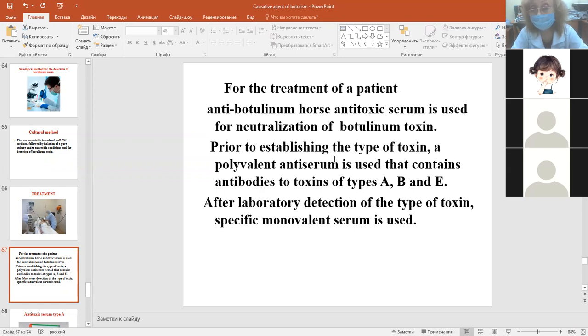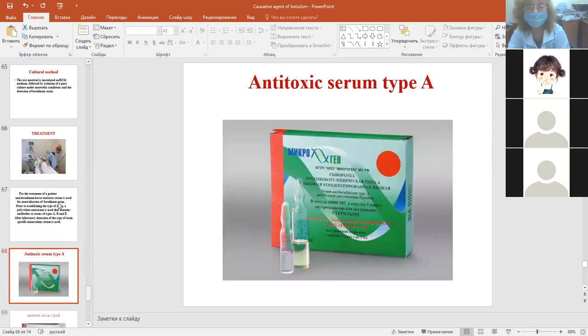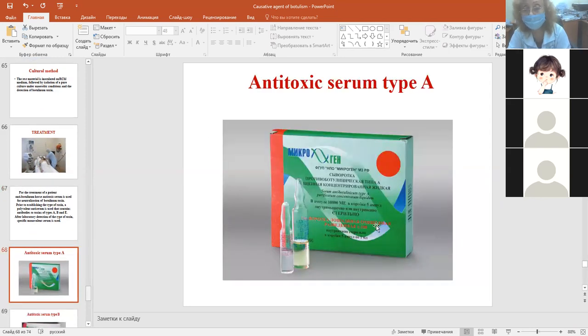Prior to establishing the type of toxin, a polyvalent antiserum is used that contains antibodies to toxins of all types: A, B, E, those that are very often isolated from patients. After laboratory detection of the type of the toxin, specific monovalent serum is used. There are photos of preparations. Antitoxic serum type A, it is horse serum.